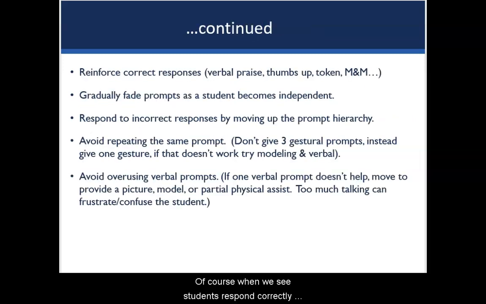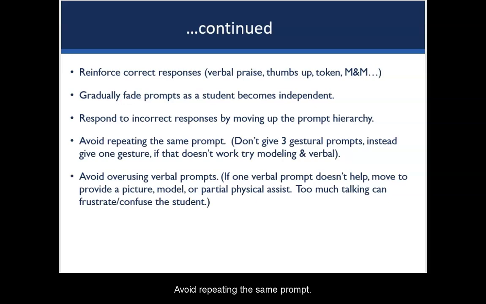Of course, when we see students respond correctly, reinforce that by giving the student a high five, verbal praise, or a small treat. Also, remember the goal is to gradually fade prompts. When using least to most procedure, if the student responds incorrectly, that's fine. Just adjust by giving them more intrusive support so that they get it right with the least number of attempts.